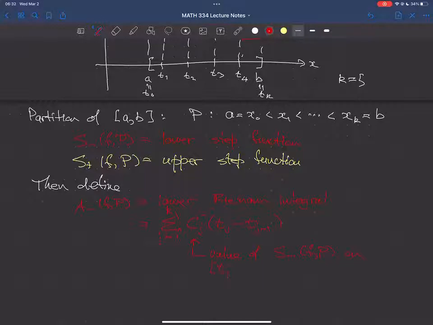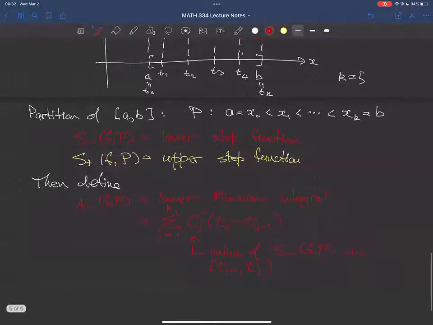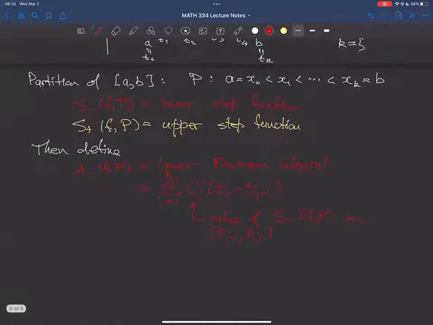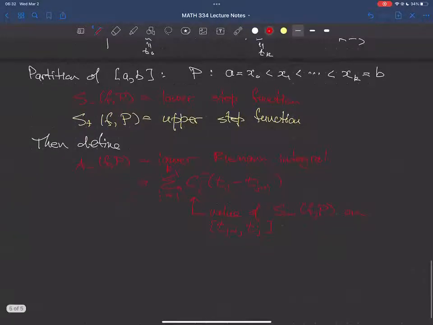And again, I'm not going to fuss about which of the endpoints is included here. You have to make a choice. It doesn't matter what choice you make. The final construction is going to be the same. And then similarly, you have the upper Riemann integral.